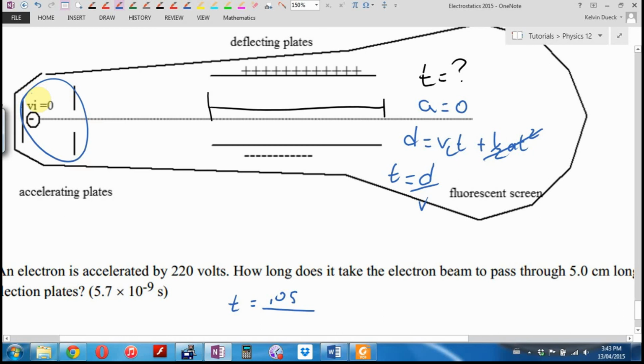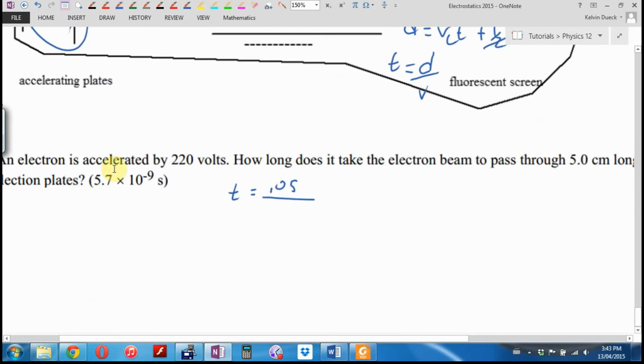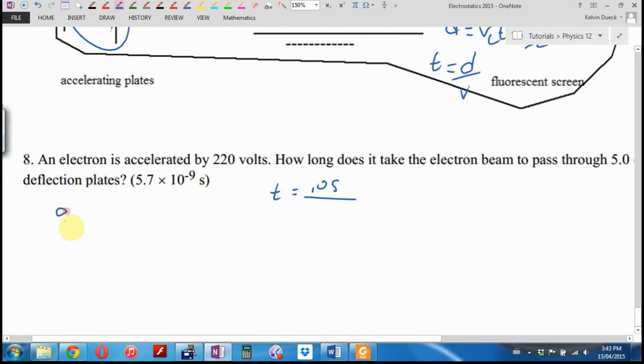No, because then it won't go anywhere. Try dividing by 0, your calculator will barf at you. It's the velocity after I go through the accelerating plates. Now, Darian, this part is totally fair game. What was the velocity? That was when all of your potential turned into kinetic. It's this velocity here is what's going to go right there.